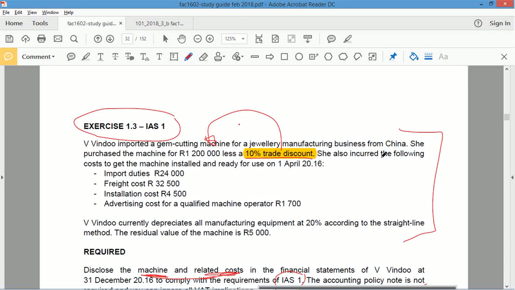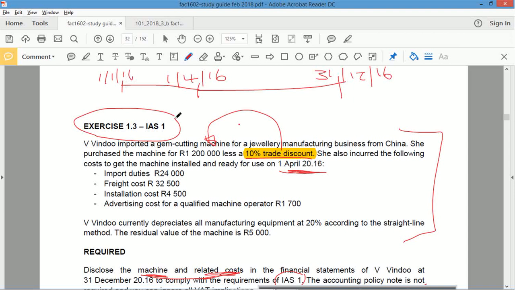She also incurred the following costs to get the machine installed and ready for use on 1 March 2016. So now I know that the machine was bought on April the 4th, 2016, and the year end is 31st December 2016. So now you know you bought something here, and that's the year end. The start of the year would have been 1st of January. So that's the financial year.